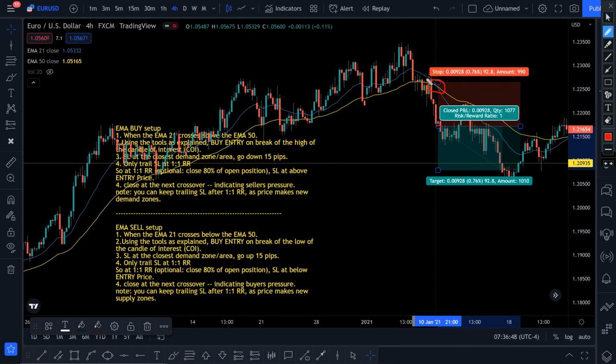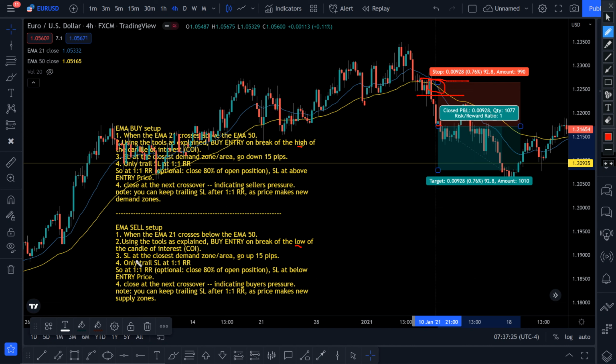Stop loss will be what? The closest supply zone. When the EMA 21 crosses below the EMA 50, done. It has crossed below. Using the tools as explained, using this vertical line to know our candle of interest, our sell will be on the break of the low of the candle of interest. This is for sell. For buy is the break of the high. For sell is the break of the low, because price is coming down.